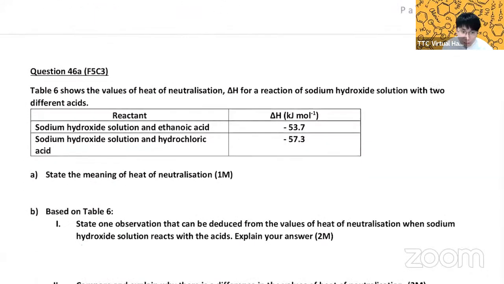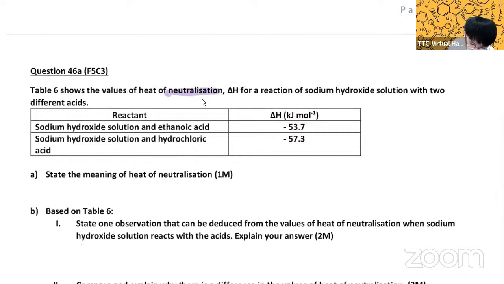So chapter 3 is actually your heat of reaction, okay? You have heat of displacement, heat of precipitation, heat of combustion, heat of neutralization. I'm actually talking without using my brain a little bit. I'm so sorry. If I say anything wrong, please let me know. Okay? So we have the values given. This is actually heat of neutralization, which is your acid plus alkali.